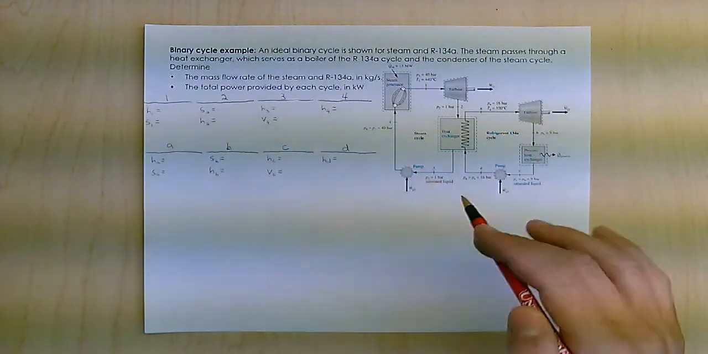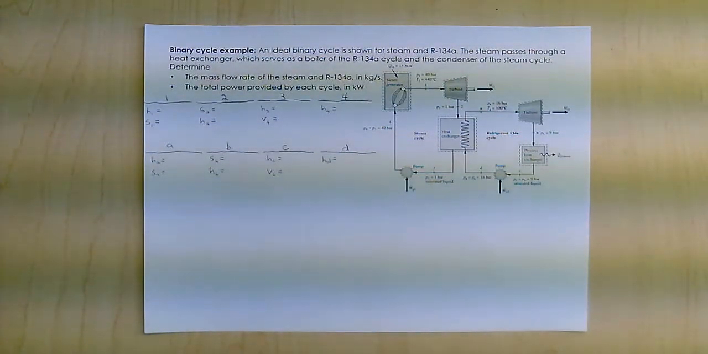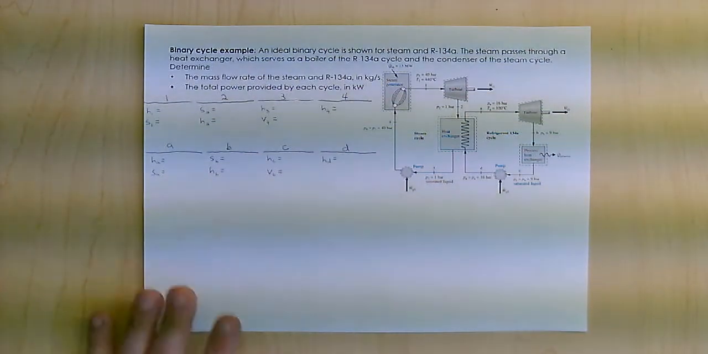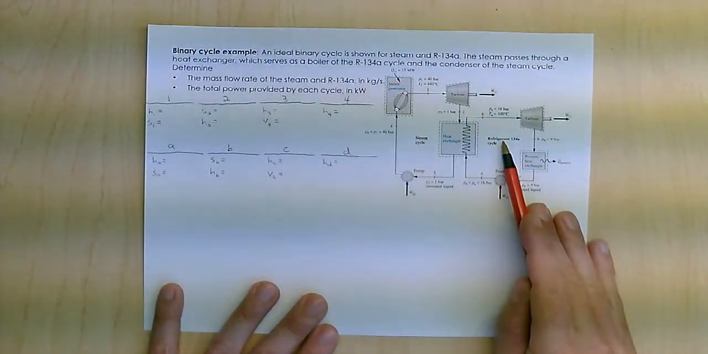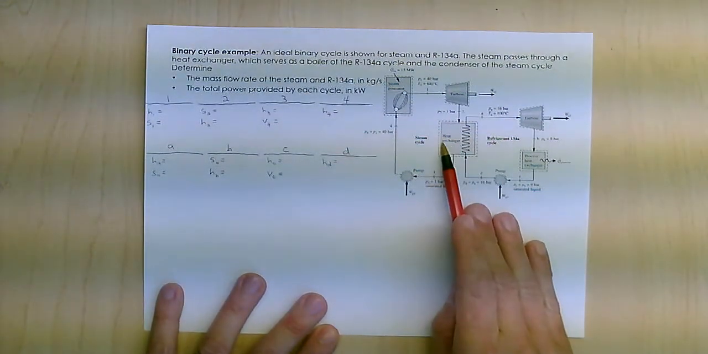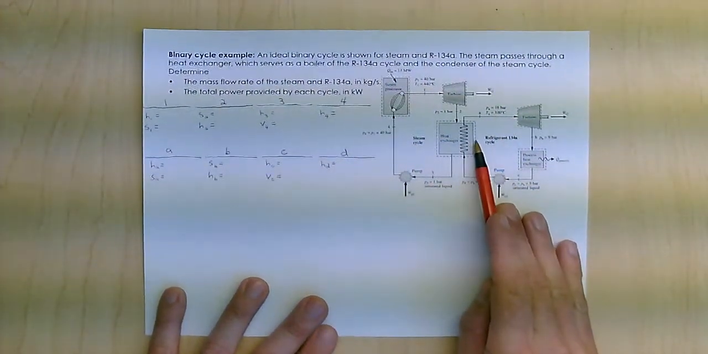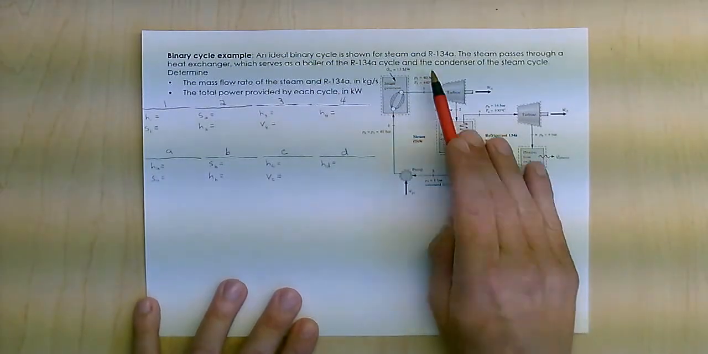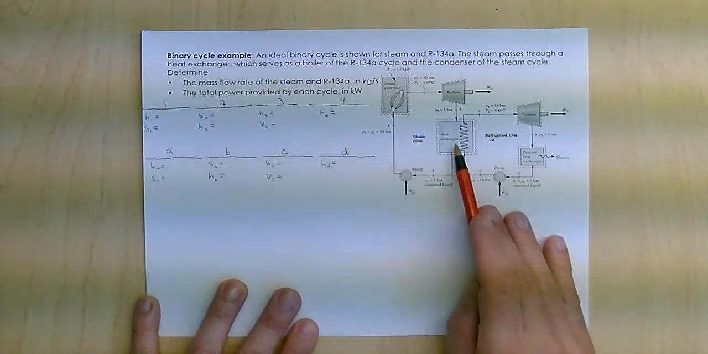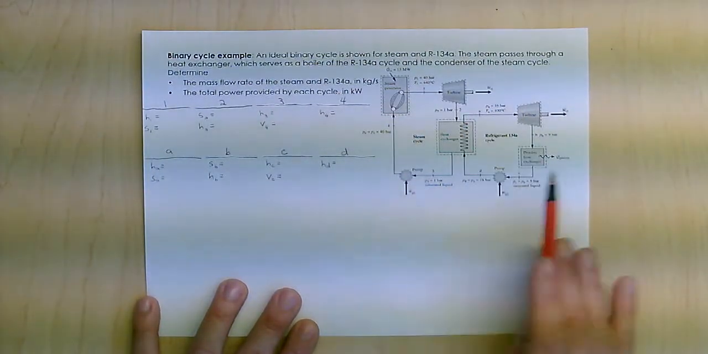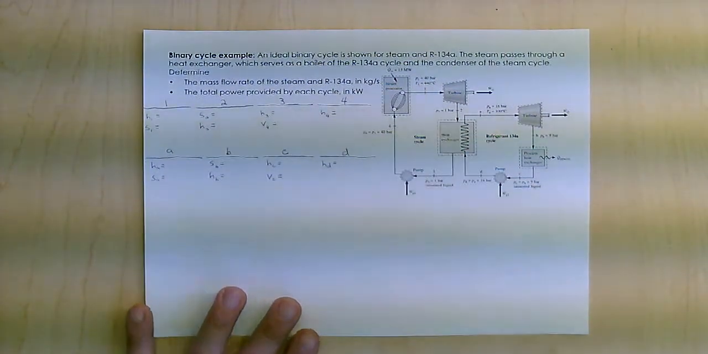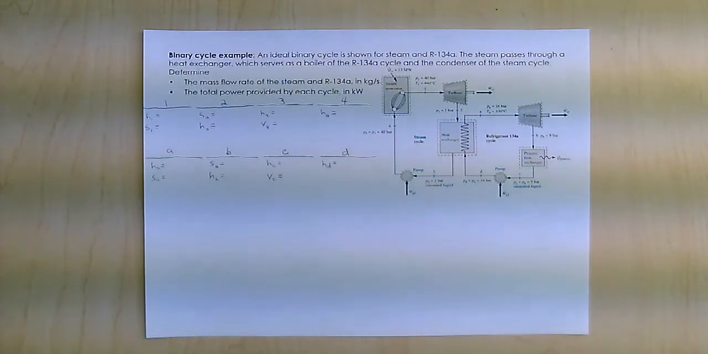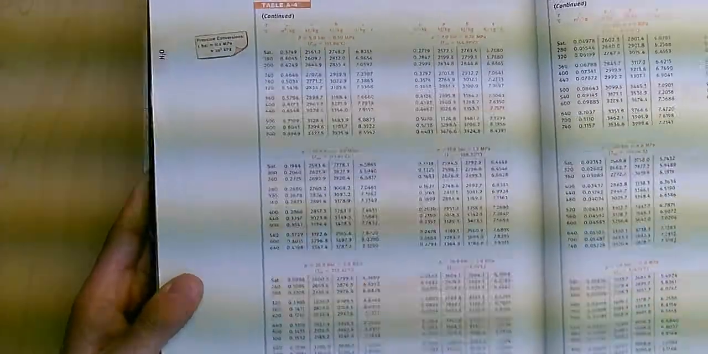Okay, so I realize this might be tough to read, but we'll do our best. We got a binary cycle, so I've got steam here and R134A here. Basically, Q out of the steam is Q in to the R134. I've got lots of pressures and temperatures given. This is all ideal, so everything's isentropic. We'll start up here where the steam is at 40 bar and 440 degrees Celsius.